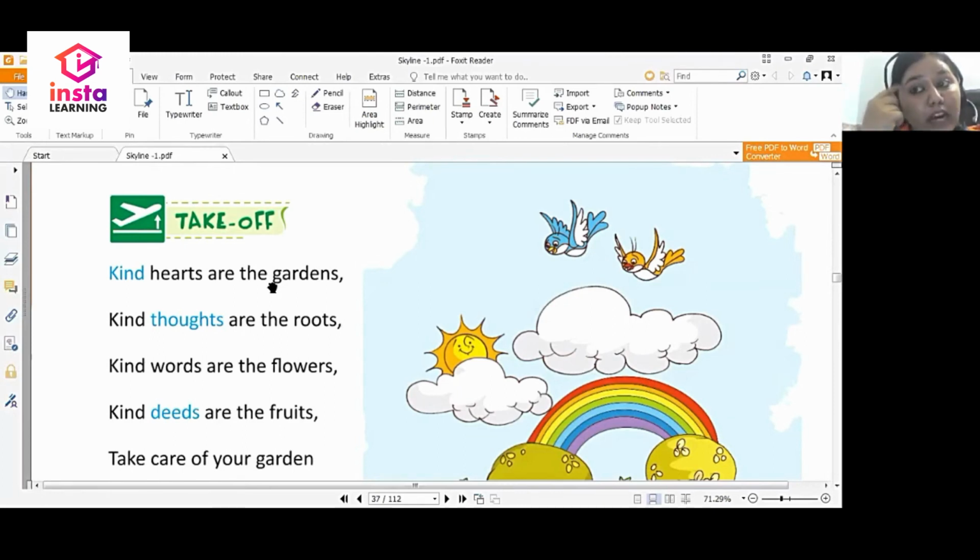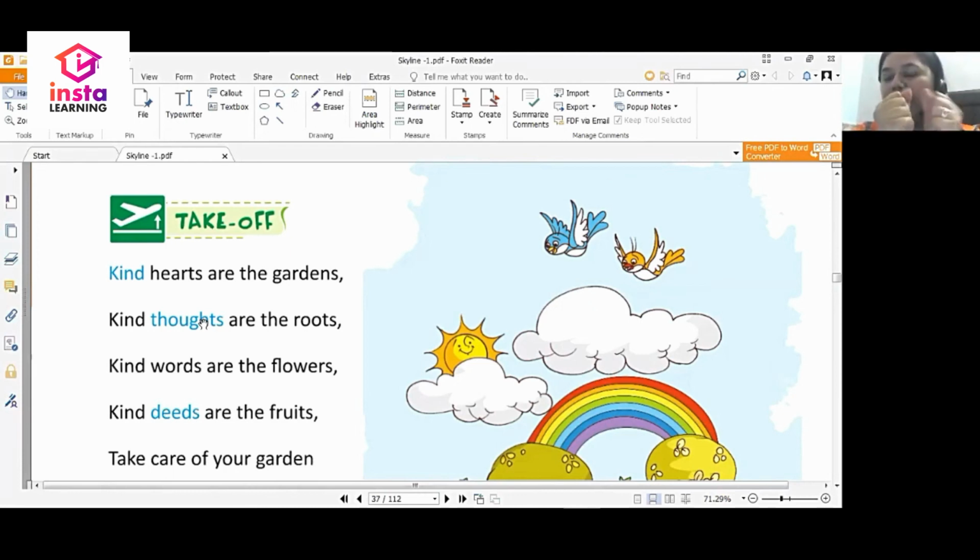Kind thoughts are the roots. So whatever you think about someone, if you're thinking good about your friend, if you're thinking how to help your friend, if you're thinking about helping the poor people, that's like the roots. You've seen the roots of a tree. So the poet is comparing your thoughts to the roots. And why? Because what is the function of the roots? The function of the roots is to make a plant stand strong.